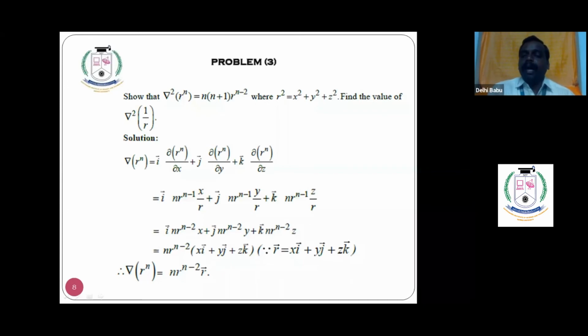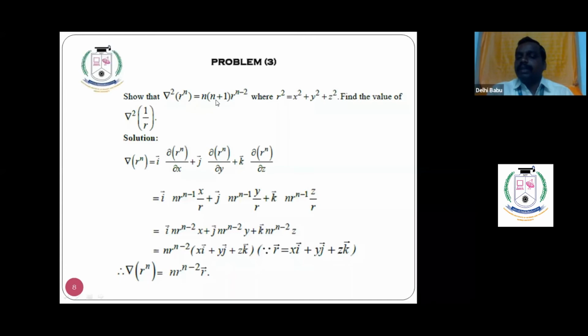Okay, in the problem, additionally they are asking one more term. Find the value of del square of 1 by r. See here we proved del square r power n. So at what value of n do we get this 1 by r term? When I put n equal to 1, then I get del square r only. Here I need 1 by r. That means put n equal to minus 1. So this is del square r power minus 1.